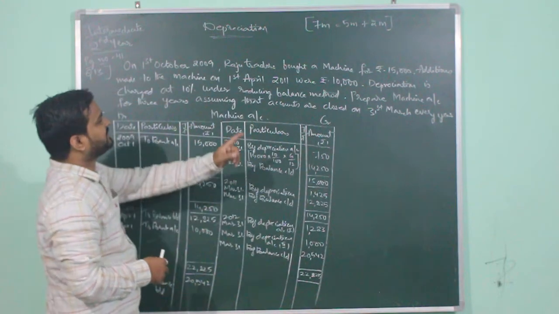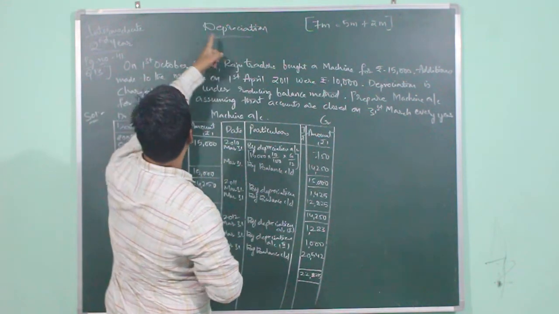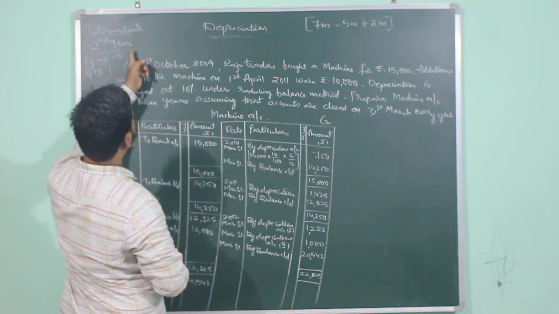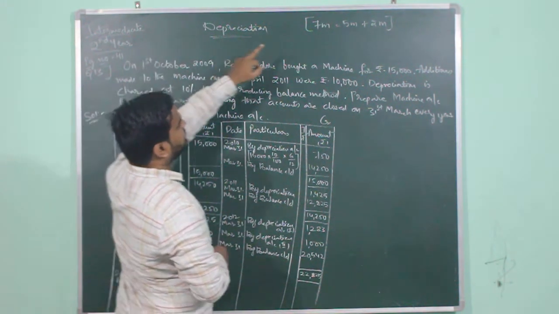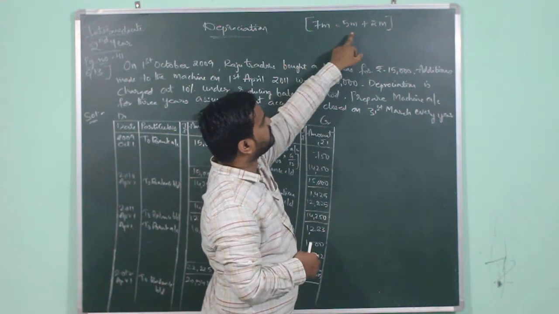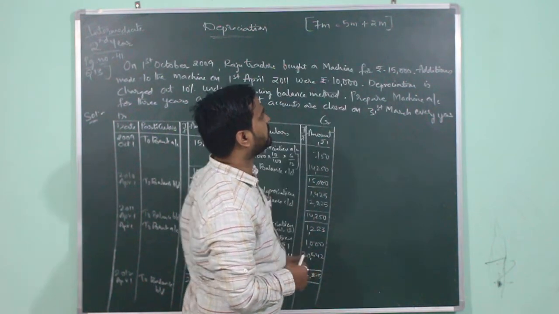In this video, I will be explaining a problem under the chapter Depreciation. It is a chapter for intermediate second year students of the Board of Intermediate State Board of Telangana. And the weightage for this chapter is 7 marks. A problem will be coming for 5 marks and a theory question will be coming for 2 marks.